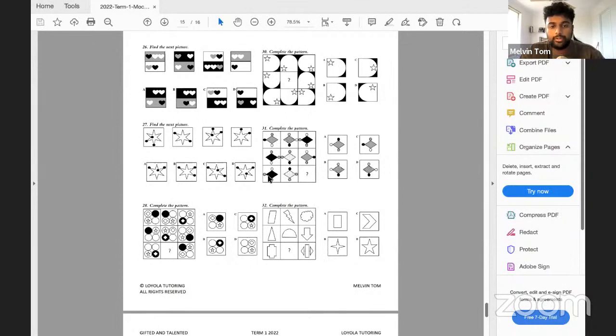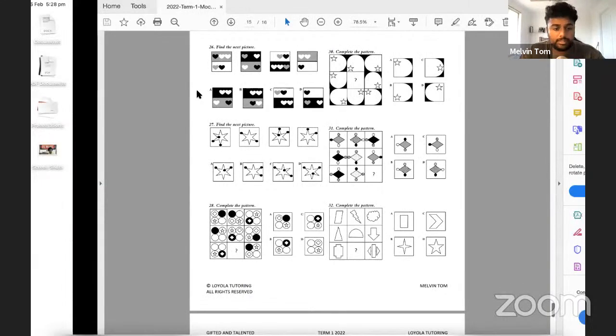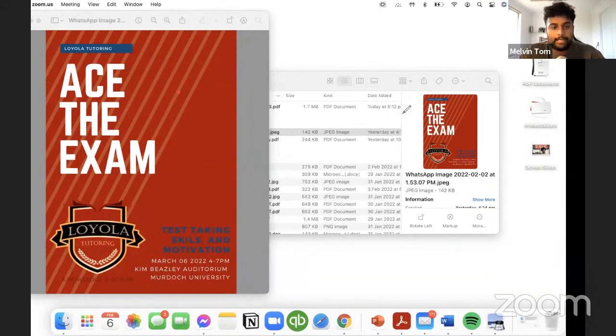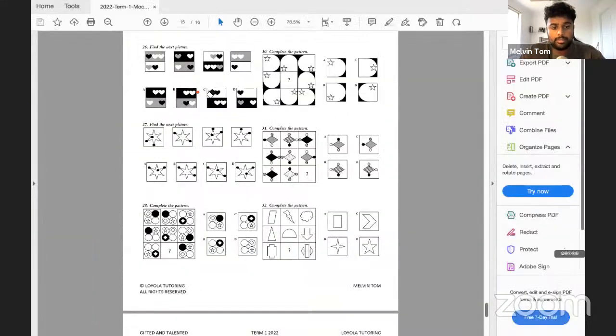If you look at the photo that we've sent, or here you go, I'll share with you guys. It's March 6th, 2022, 4 to 7 p.m. at the Kim Beazley Auditorium in Murdoch University. As I mentioned in the class on Saturday, I 100%, hands down recommend this. This is by far the most fun thing you will do at Loyola. Trust me, it is definitely worth coming.